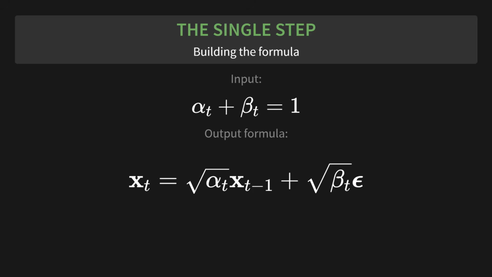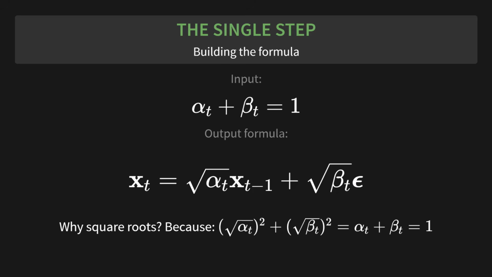But here's the question you're probably asking. Why the square roots? Why not just alpha times the image and beta times the noise? Well, the reason is that the variances have to sum to 1. This is a subtle but critical point that keeps our pixel values stable. By squaring the coefficients, the square root of alpha squared is just alpha, and the square root of beta squared is just beta, we get alpha plus beta, which equals 1. This little trick prevents the image's energy from exploding or vanishing. It keeps everything nicely controlled.